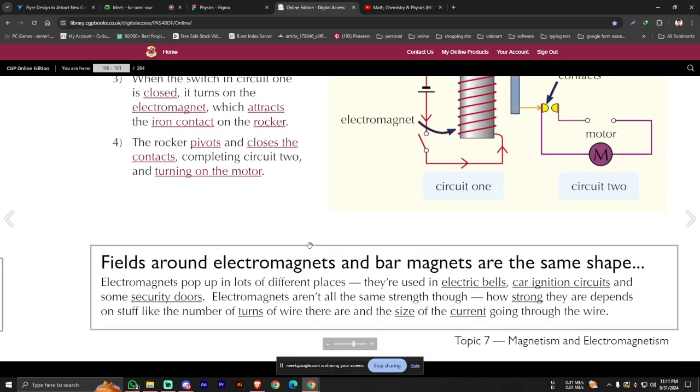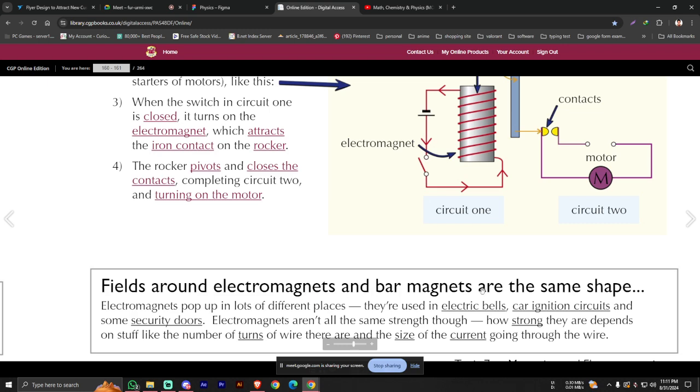And of course the field around the electromagnet and the bar magnet are the same shape. Yes, the field around the electromagnet, this is also a good lesson here. So read this lesson and tell me if you understand or not. The field around the electromagnet and the bar magnet are the same shape. You understand this? Okay, so what will be the figure? Can you draw it and send it to me, the electromagnet's magnetic field?